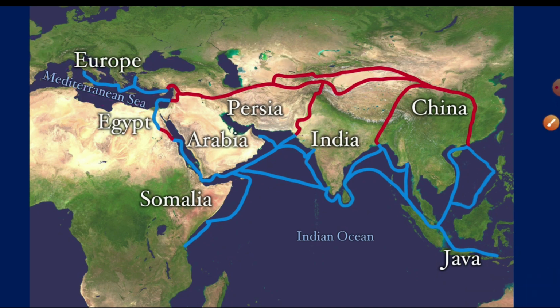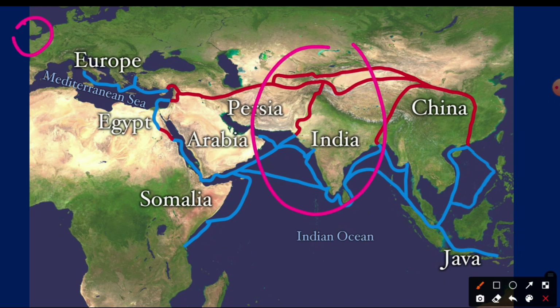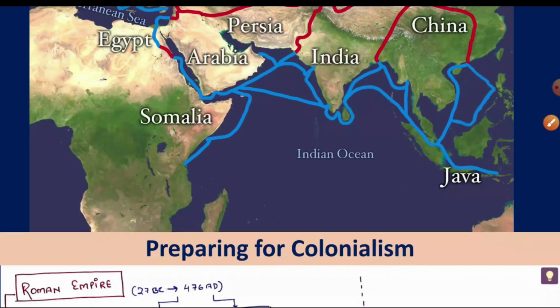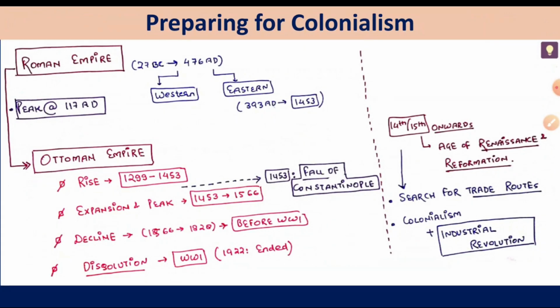Now they have to search for alternative routes. From Europe, they have to go for an alternative route to reach India, that is, the spices or the spice islands, these places. Okay, so this was the situation.